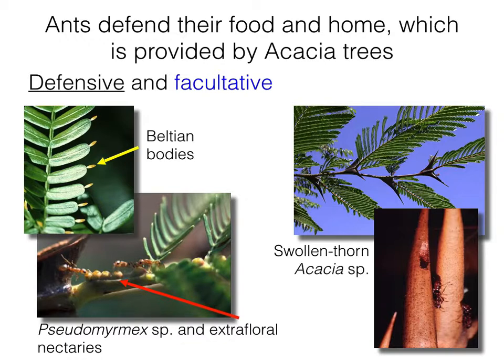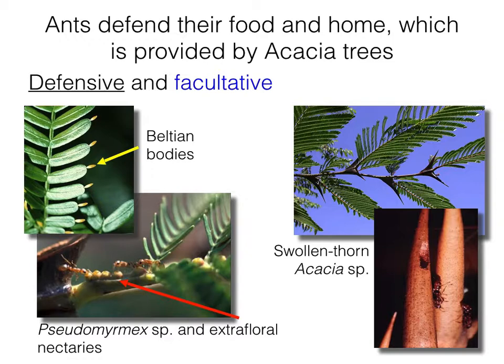However, the acacia species also provide food resources for the ants in the form of either Beltian bodies or what are called extrafloral nectaries. The Beltian bodies store protein, and so these are extra appendages off the leaflets of the acacia that are rich in nitrogen in the form of proteins for the ants, which of course the ants require. Ants also require carbohydrates, and the plant supplies these as well through extrafloral nectaries.